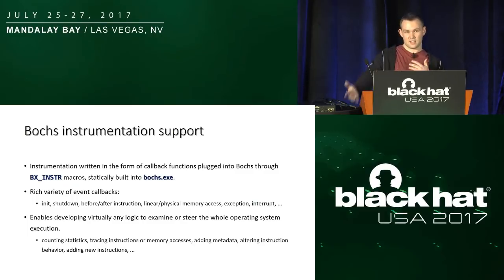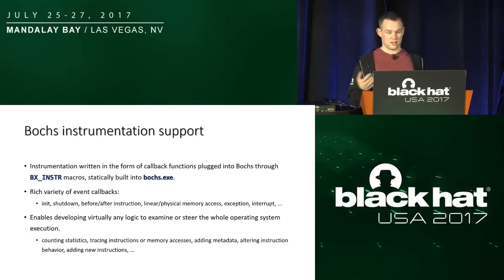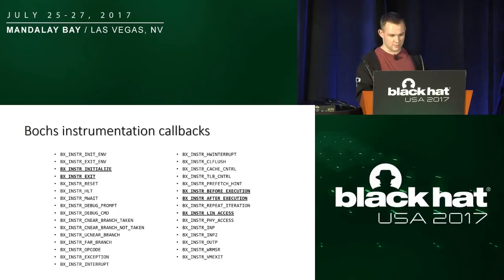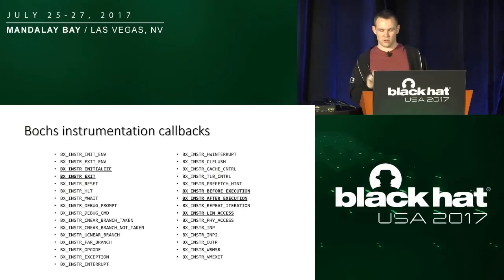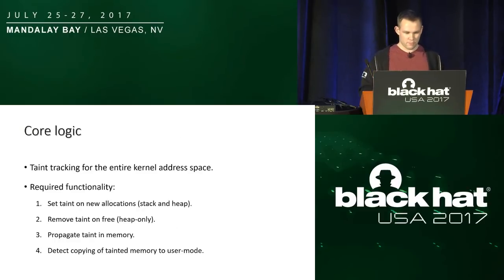So we can count statistics on what instructions are executing and how often. We can trace instructions or trace memory accesses, add metadata, and stuff like that. So here you can see a full list of the instrumentation callbacks that Bochs provides. And the ones that are underlined are the ones that I used in Bochspwn Reloaded. So it's not too many of them. Basically, the most important ones are just the ones triggering before and after execution of an instruction, and the one triggering on accessing linear memory.